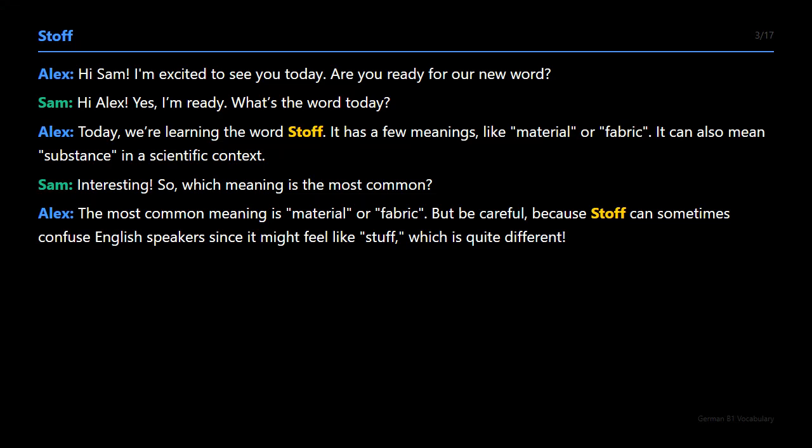What's the word today? Today, we're learning the word Stoff. It has a few meanings, like material or fabric. It can also mean substance in a scientific context. Interesting. So, which meaning is the most common? The most common meaning is material or fabric. But be careful, because Stoff can sometimes confuse English speakers since it might feel like stuff, which is quite different.